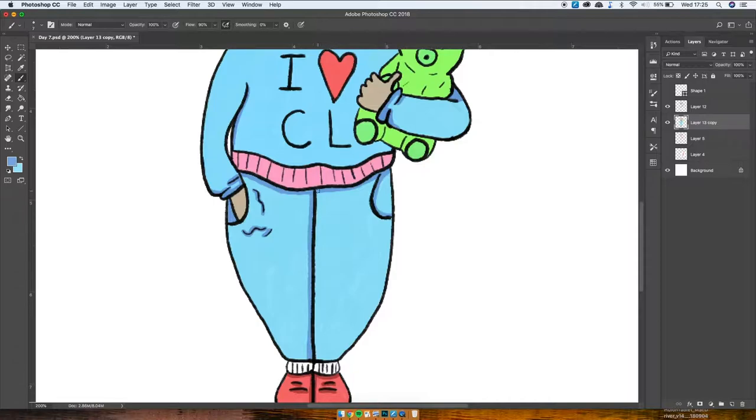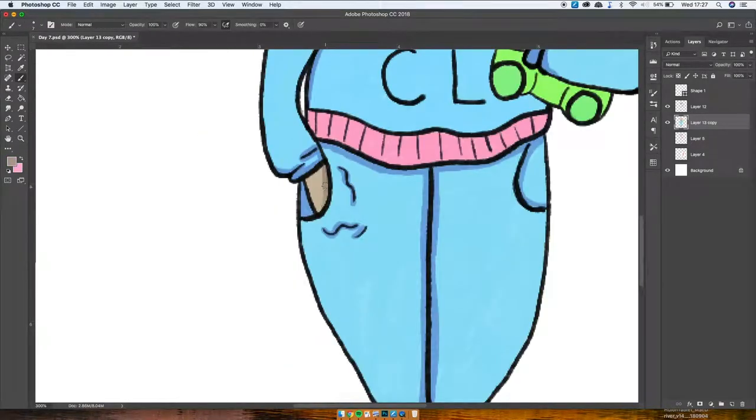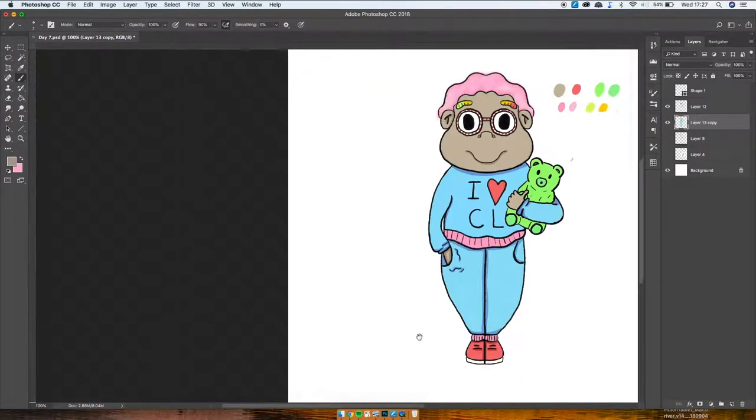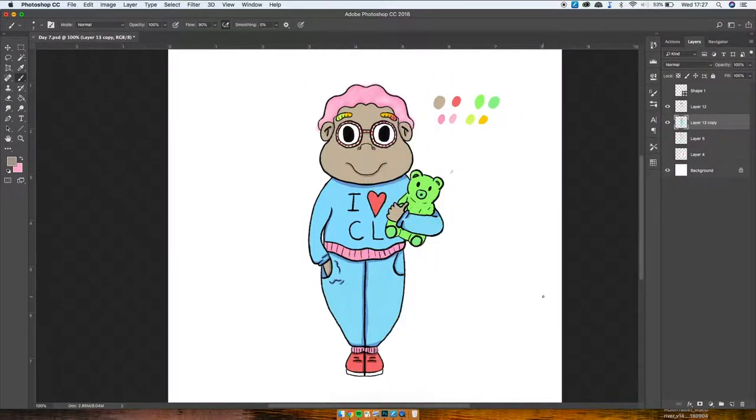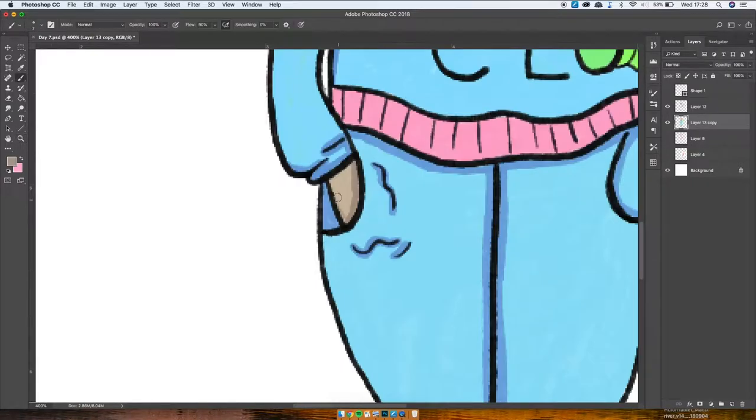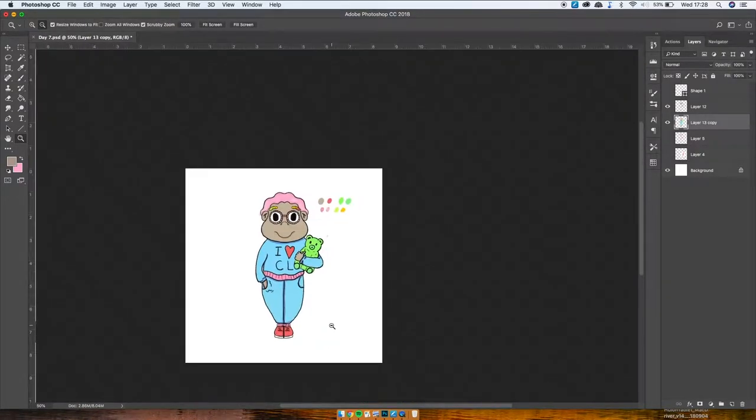Yeah, this guy's a little candy kid. He's from Candyland, hence the I Heart CL on his jumper. A few people I've shown this to have found that a bit confusing. He's got candy floss hair, a gummy bear teddy bear, which I think I'm about to shade.